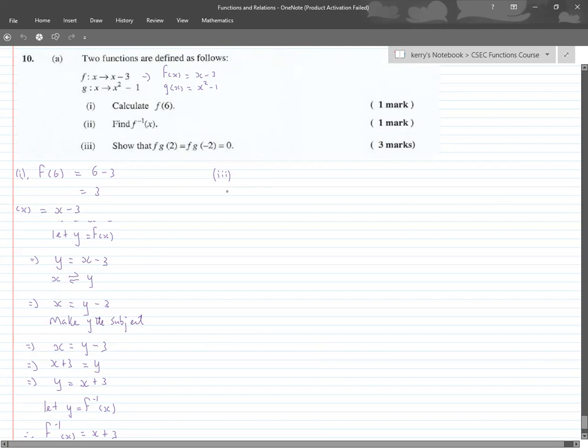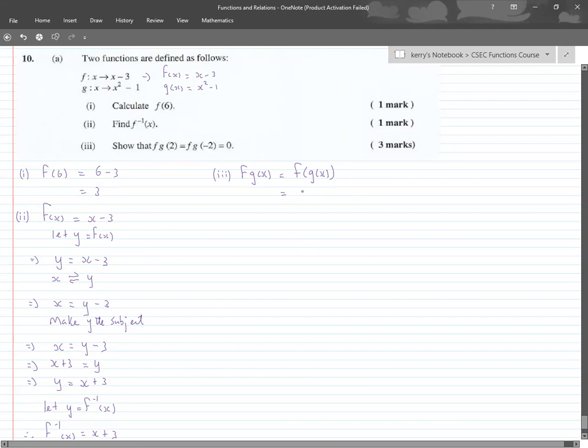So there are 2 ways again we could do this. You could find g of 2 and g of minus 2 and substitute them both into f, or you could first find f of g of x. So let's do that. Let's find f of g of x. What that means again is just taking g of x and substituting it into f, right? So the entirety of g of x goes into f, and f is x minus 3.